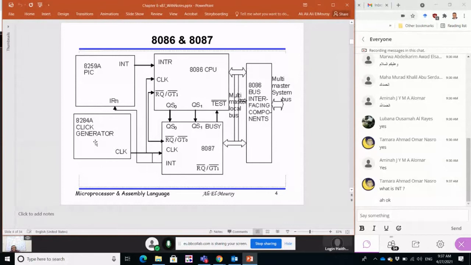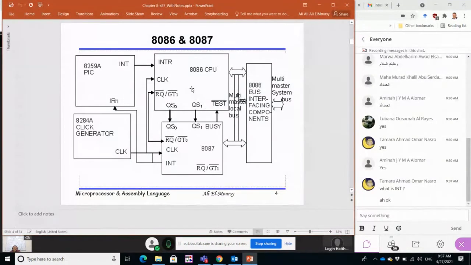As a matter of fact, you know that we are dealing with digital DLD chips that are controlled by the clock. It's a synchronous sequential circuit, as we agreed, right? So we have a clock generator that generates the clocks for both chips, the 8086 integer unit and also the 8087 floating point unit.